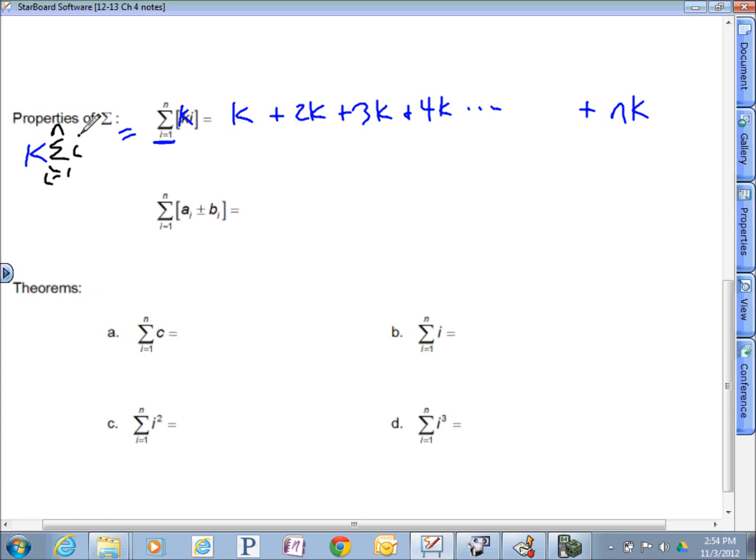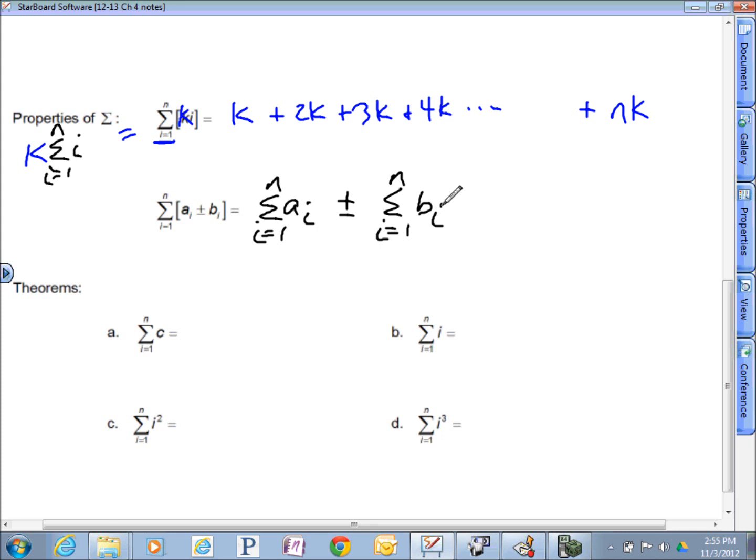In the second one here, if you'll notice, you've got two different terms that are either being added or subtracted. Well, that means that you could take each of those two terms and write them individually and deal with their shortcut or deal with their summations on their own. So if you have a constant that's not related to your counter, you can pull that constant out. If you have multiple terms, you can create multiple sigmas.